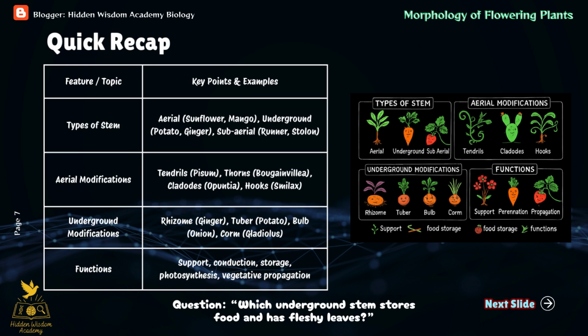Let's quickly recap what we learned about stems. Stems can be aerial, underground, or subaerial. Aerial stems may form tendrils, thorns, or cladodes. Underground stems include rhizomes, tubers, bulbs, and corms. Stems support the plant, transport water and food, store nutrients, perform photosynthesis, and help in vegetative propagation. Remember the examples, they are important for exams.